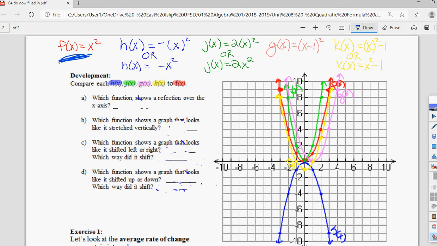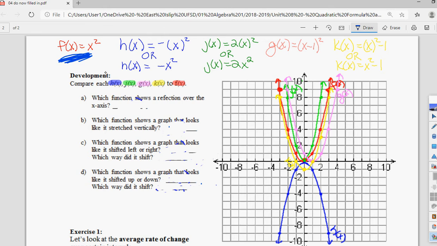We call this one the parent graph. It's what we compare all quadratic equations to. Its vertex is at 0, 0, and it's got what I call the standard width of a parabola. The width of a parabola can change, and it changes when you multiply it by some number other than 1.